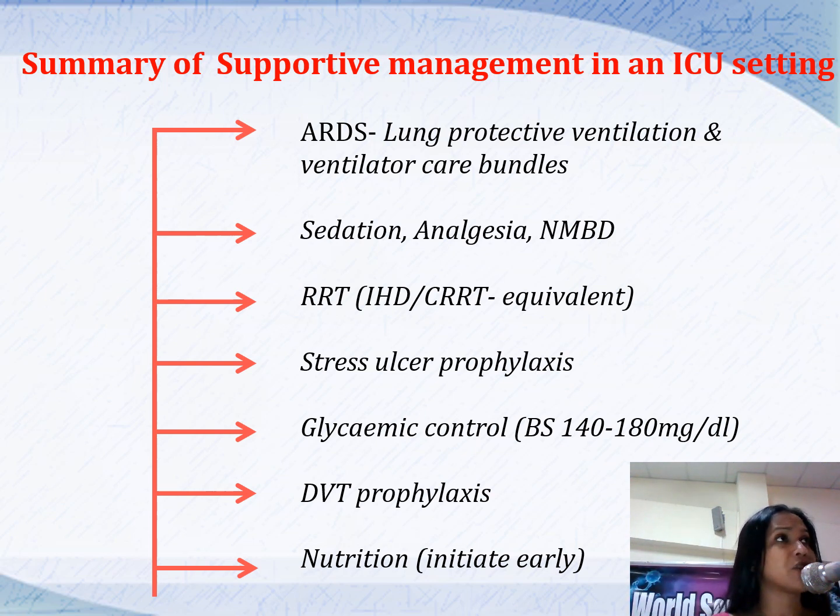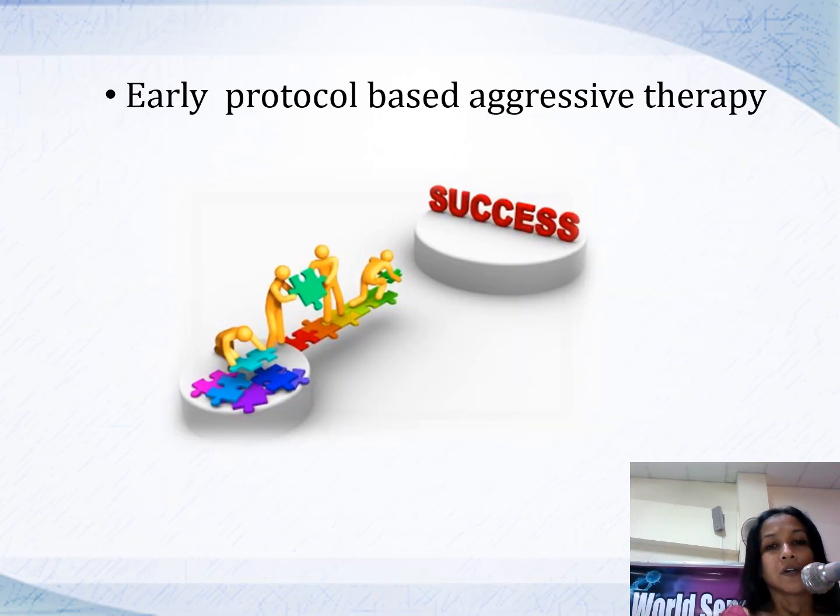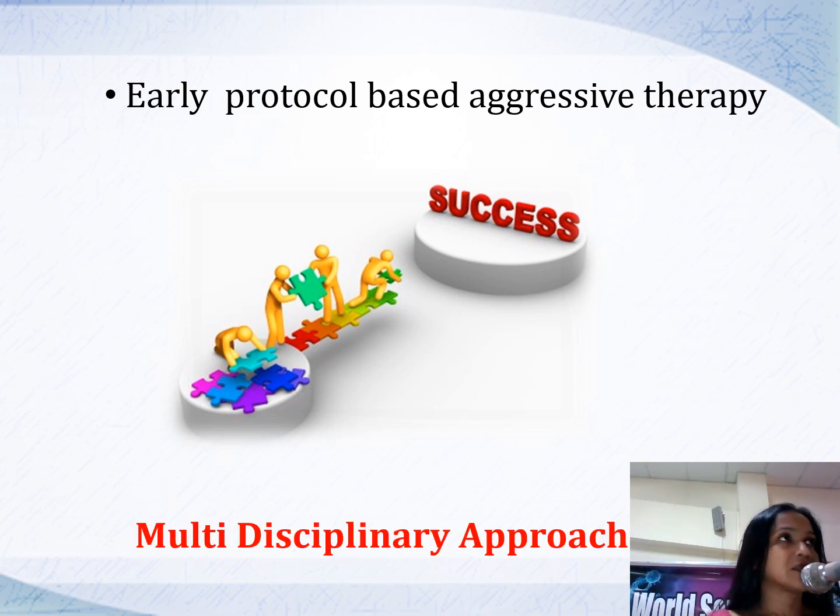We give stress ulcer prophylaxis because patients who are critically ill are more prone to have ulcers. And for glycemic control, we go for a 140 to 180 target, not a tight control. All critically ill patients are at high risk of developing DVT, so we start DVT prophylaxis. And nutrition, as I said, we start very, very early. So along with all these early protocol-based diagnostic therapy and a multidisciplinary approach, as I mentioned, we can sometimes achieve success.